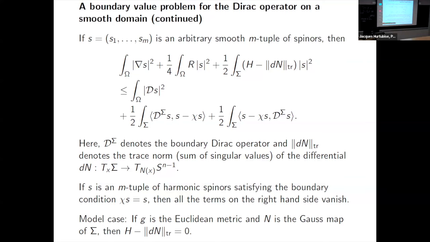In particular, what this tells you is that you get a rigidity statement for a smooth domain if you assume the scalar curvature is non-negative in the inside, and this H minus norm Dn term is non-negative on the boundary. Put another way, if you have a smooth convex domain, then it's rigid within the class of metrics with these properties: the scalar curvature is non-negative and the mean curvature is at least the norm of Dn. Okay, so this is basically what you can do for a smooth domain.